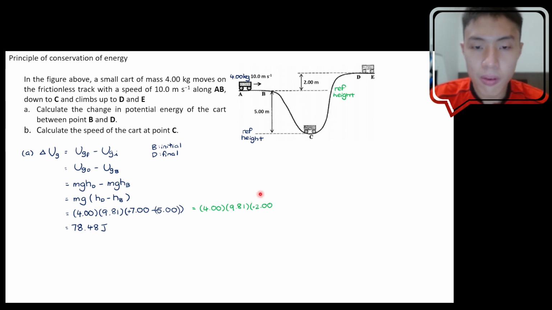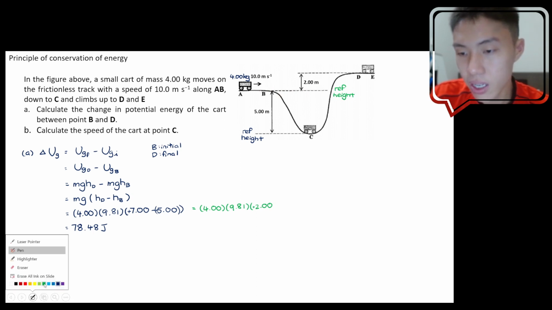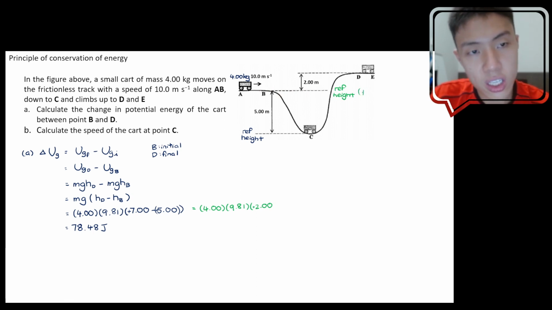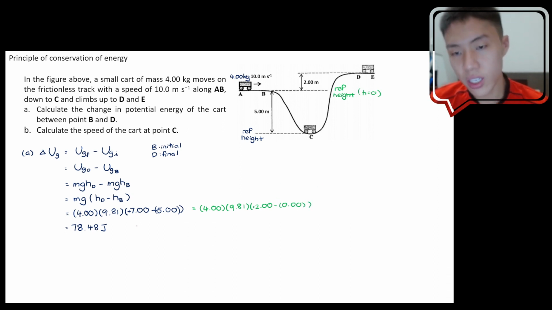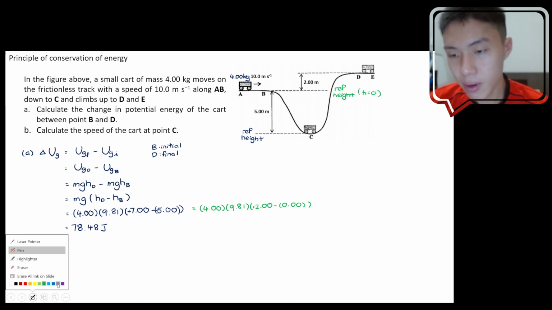For point B, it is at the same height as the reference height. So because point B is at the same height as the reference height, we know that the reference height is the height in which h is equal to 0. So we can minus it with 0. Okay, if you do your substitution here, you see that this part here is equal to 2.